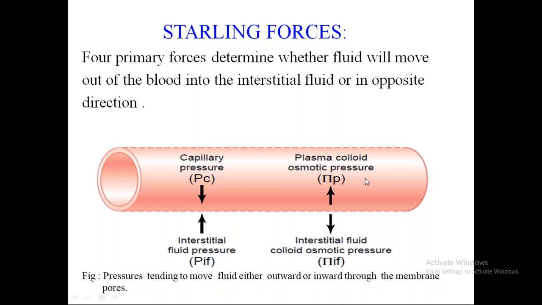Plasma colloid osmotic pressure forces fluid inward by osmosis through the capillary membrane. Then interstitial fluid colloid osmotic pressure forces fluid outward through the capillary membrane by osmosis. The sum of these forces is the net filtration pressure. When it is positive, it causes more filtration of fluid into the interstitial space. When it is negative, it tends to force fluid inward by reabsorption.